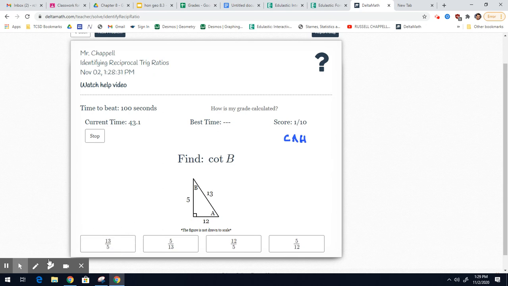And there it goes, counts to 1. Remember, when you get to the end, once you see 10 out of 10, you may stop. And I think if you get one wrong, it starts you over. So don't get one wrong. All right, but again, these are the reciprocal trig ratios. All right, have fun.